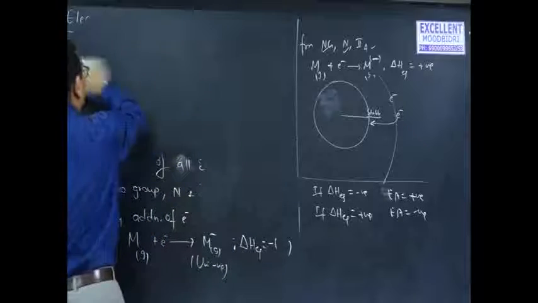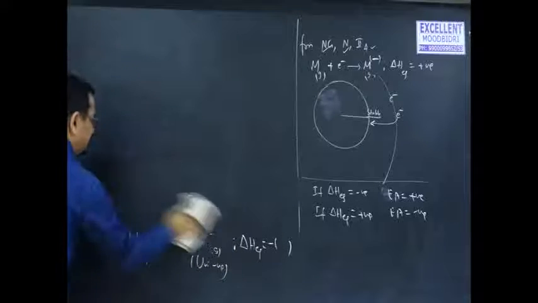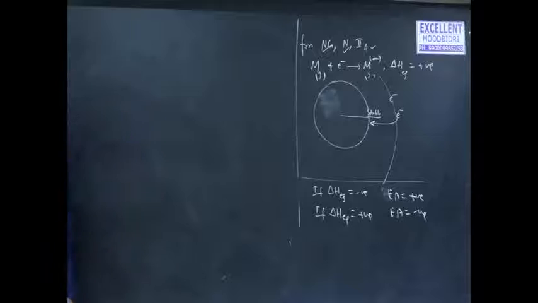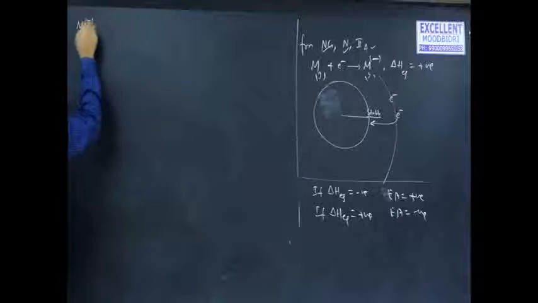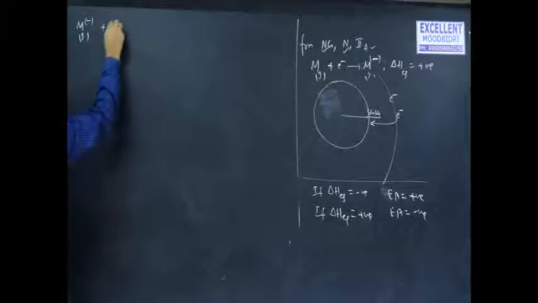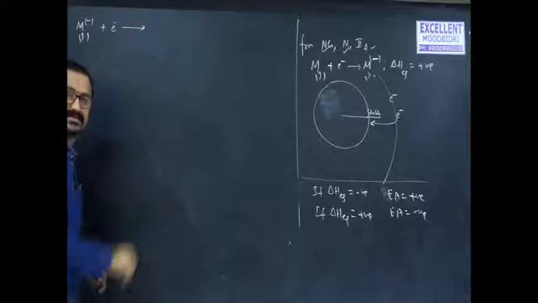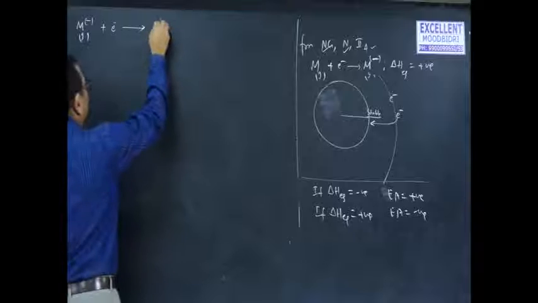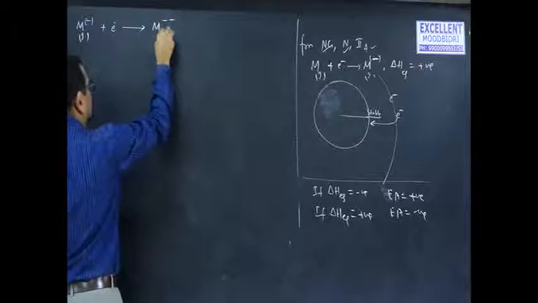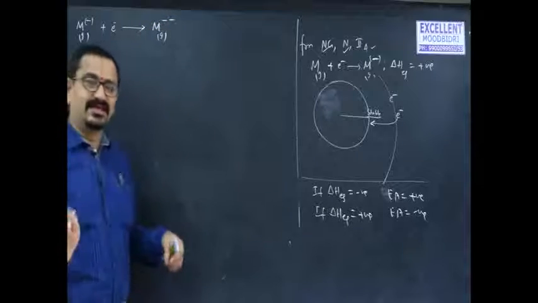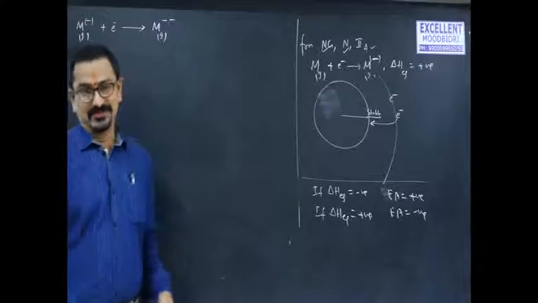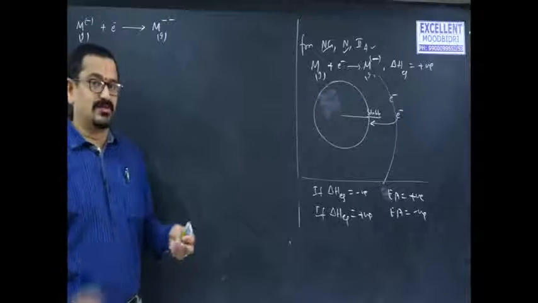When it comes to second electron gain enthalpy, what is its meaning? We have formed a uni-negative gaseous ion. Now, if I want to add one more electron to this uni-negative ion to make M2-, what is the change accompanied? Is energy released or absorbed?